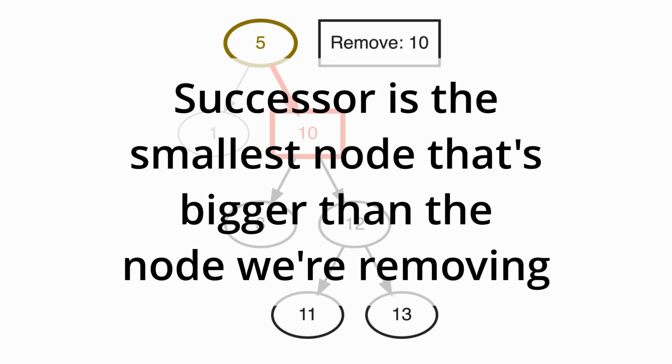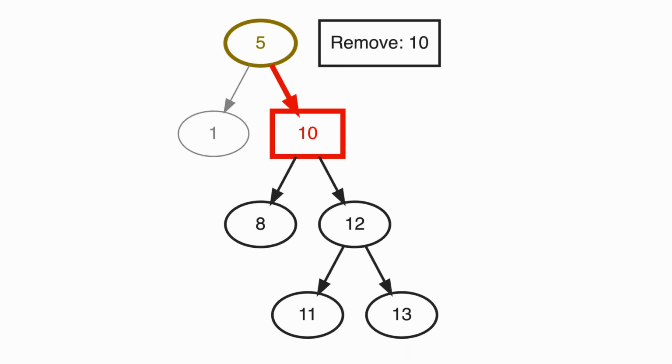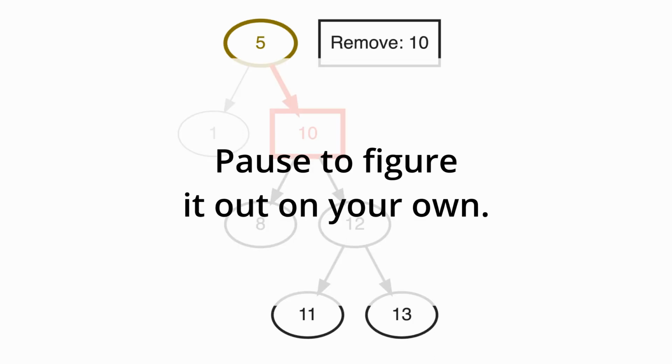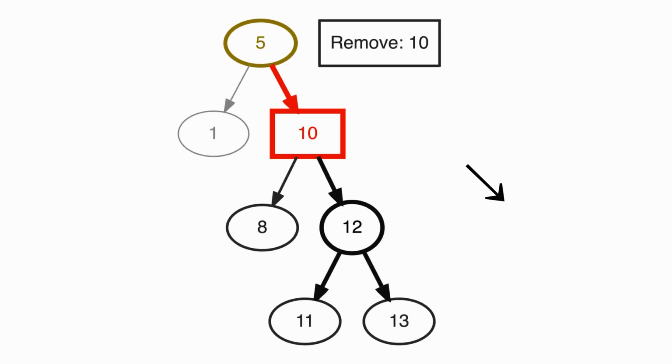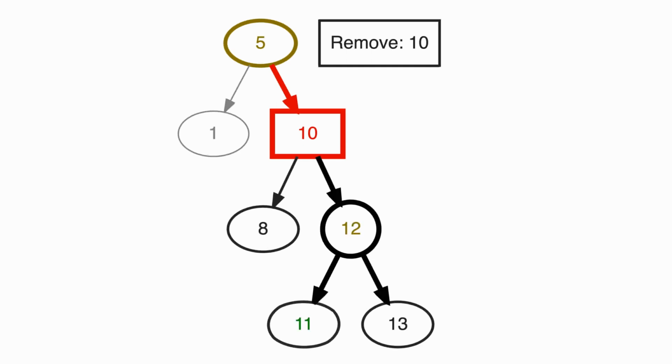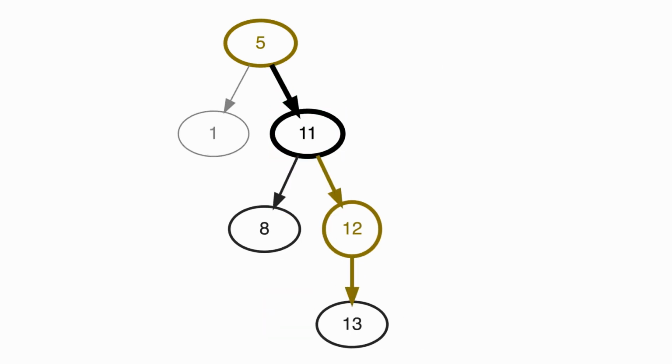The successor node is the smallest node that is also greater than the node we want to remove. If you want to figure out how to find the successor node, go ahead and pause the video. We find the successor node by going to the right once and then going as far left as we can. In our case, the successor node is the 11 node. Once we have our successor node, we replace the removed node with the successor.